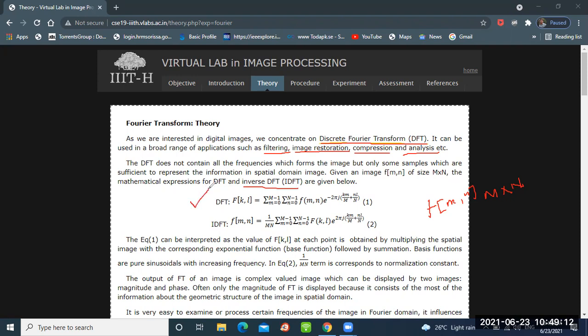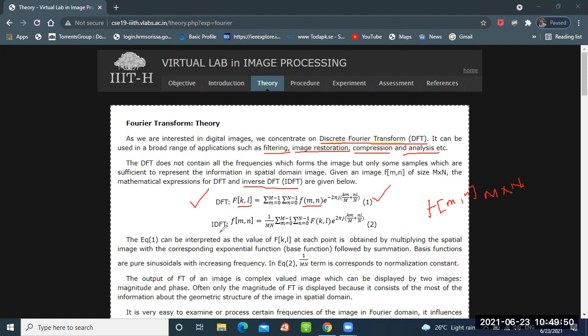Now this is the mathematical formula for DFT, which we can represent in the frequency domain as capital F of k, l, which is the frequency domain representation, which is nothing but summation of m equal to 0 to N minus 1, then summation of n equal to 0 to N minus 1. Now this is my original image, then e to the power of minus 2 pi multiplied by (k m divided by capital M plus n l divided by capital N). Okay, so now this is equation number 1, given for your DFT.